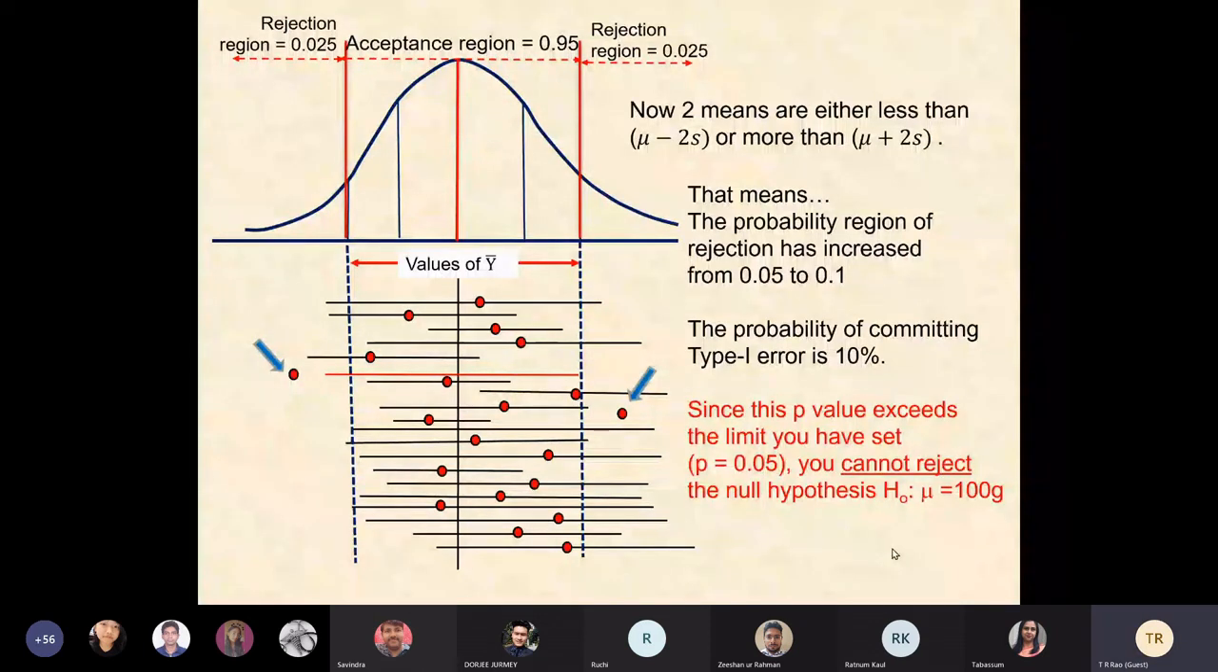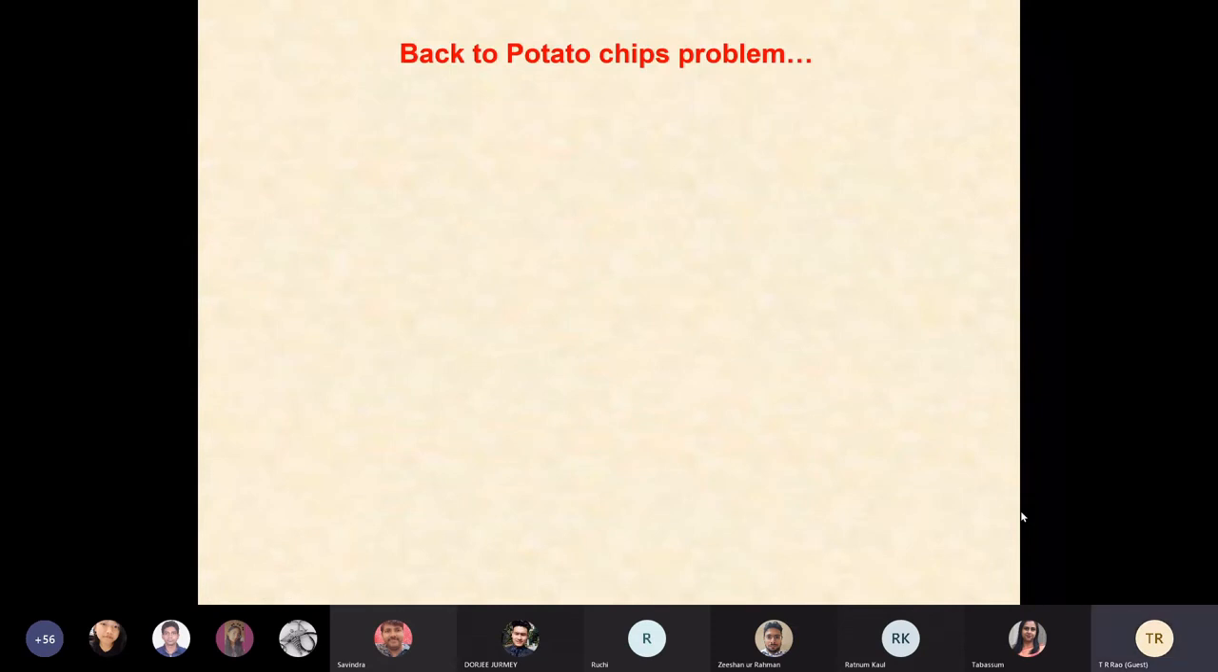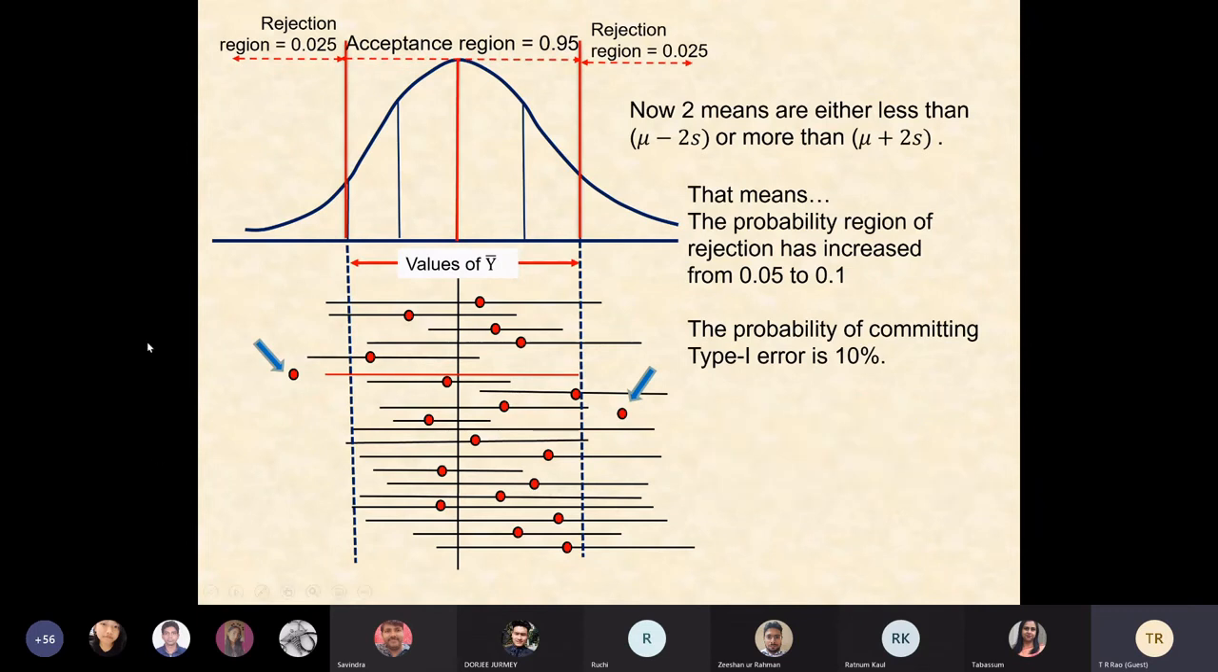You assign yourself an alpha error of 0.5, okay? And then you simply say, look, if it is anything more than that, I cannot reject the null hypothesis, right? When you do not reject the null hypothesis, take the potato chips problem. When you cannot reject the null hypothesis, that is 100, you're simply saying, although my sample gave a mean value of only 97 grams, the manufacturer's claim is probably true because at the population level, it is still 100 grams. So I cannot reject that hypothesis.